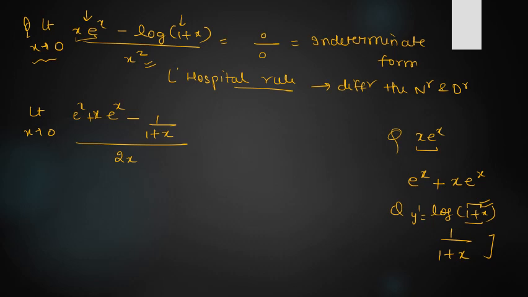Now again if you put 0, let's see whether it works or not. So e raised to power 0 is 1, correct? Then you have 0. Then if you put x as 0 here, 1 minus 1 is 0, and in the denominator also 0. So it is an indeterminate form, that means you can apply the L'Hopital rule again.